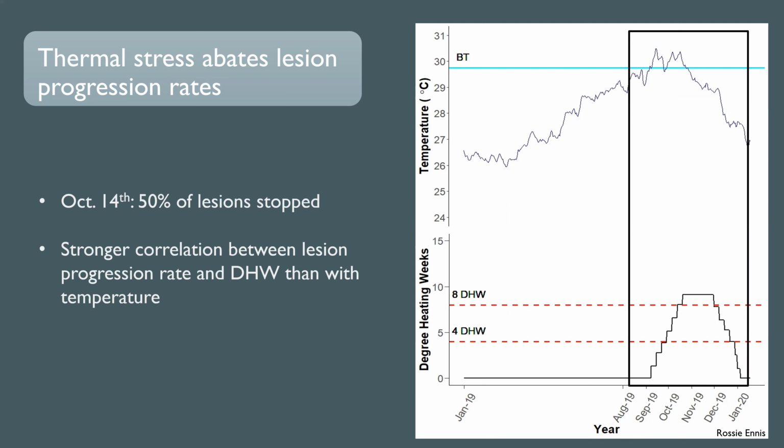And what's interesting is that on October 14th, which is the initial peak of thermal stress at 9.13 degree heating weeks, 50% of the lesions had stopped on the surviving colonies. And what I further found is that there's a stronger correlation between the lesion progression rate and degree heating weeks than there is between the lesion progression rate and temperature, suggesting that the ablation of these lesions is actually related to the thermal stress experienced by the coral and their algal symbionts, rather than a manipulation of the virulence of this disease due to the elevated temperatures.